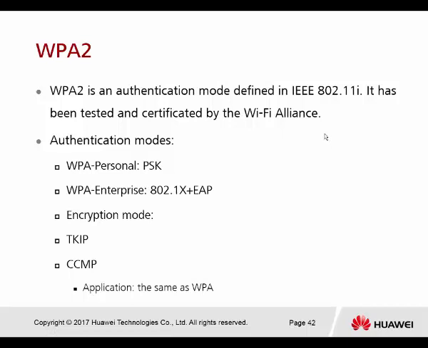WPA2 is very similar to the WPA. So they support the PSK and 802.1x. For the encryption mode, you can use the TKIP and CCMP. So they have these two levels. Of course, if you're using the WPA2, it's recommended to use CCMP, because the encryption algorithm is much better. It's not using the RC4. If you're using the TKIP, it's still using the RC4.